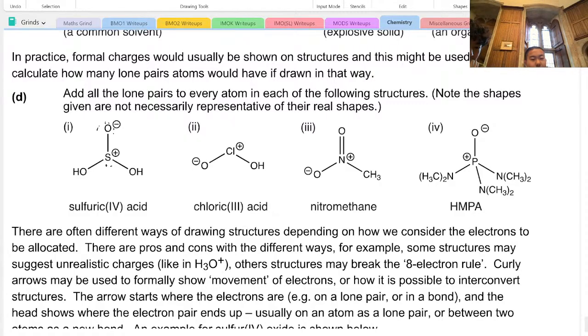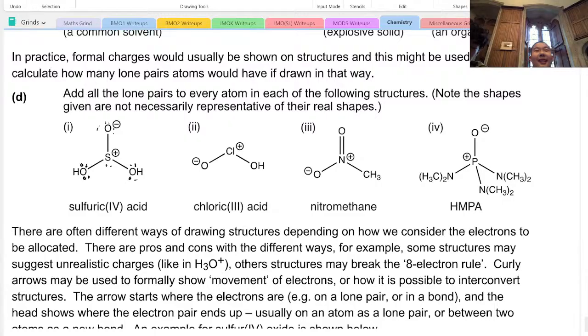Okay. And the oxygen. Let me think about this. I think the oxygen would have 2 lone pairs, because it's using the 2 other electrons to form bonds. Yes, or something like that. Precisely.